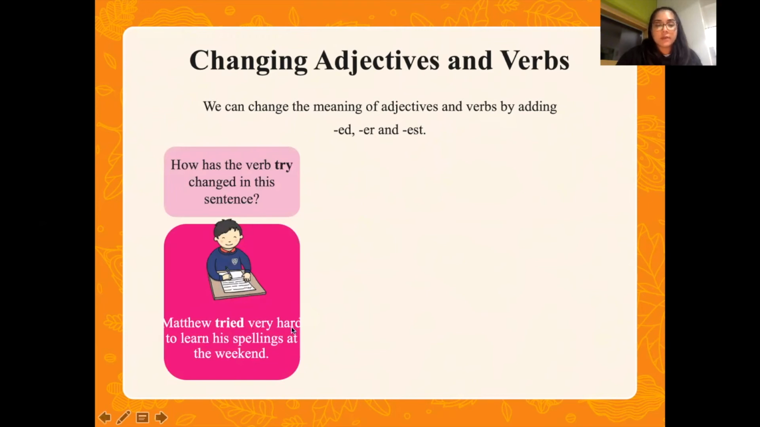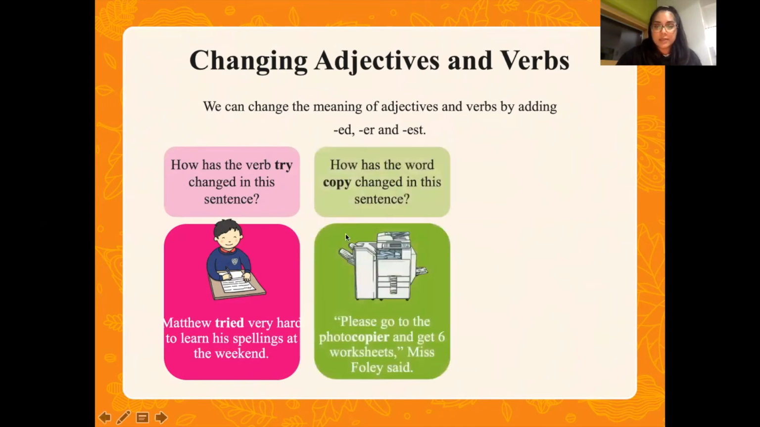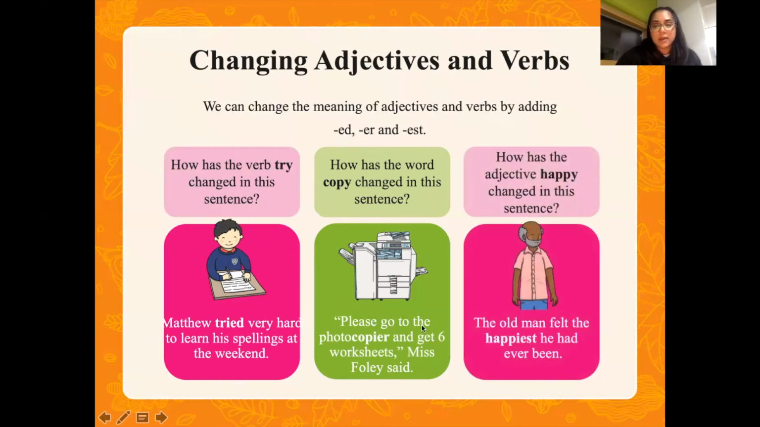So how has the verb try changed in this sentence? Matthew tried very hard to learn his spellings at the weekend. How do you think it's changed? How do you think this word has changed? Copy. Please go to the photocopier and get 6 worksheets, Miss Foley said. How do you think copy has changed in this sentence? And we have happy, the adjective happy. How has happy changed in this sentence? The old man felt the happiest he had ever been. How have these words changed?